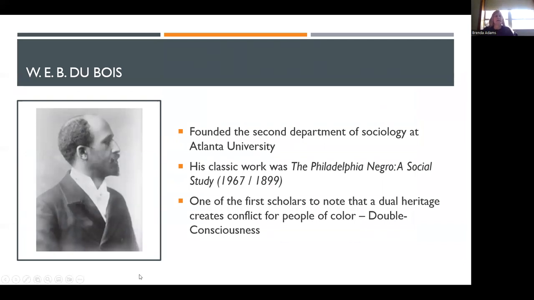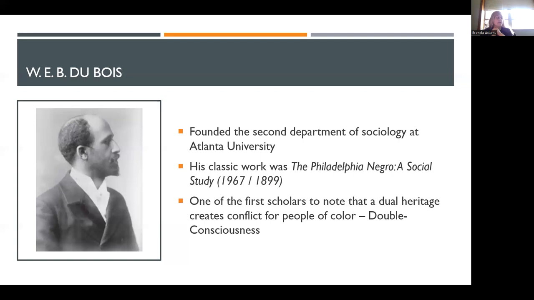W.E.B. Du Bois founded the second department of sociology at Atlanta University, and his classic work was The Philadelphia Negro: A Social Study. It was based on a study done in Philadelphia about the different aspects of being both Black and an American, and how that rubbed together. He was the first scholar to note that a dual heritage creates conflict for people of color, and he called it double consciousness.